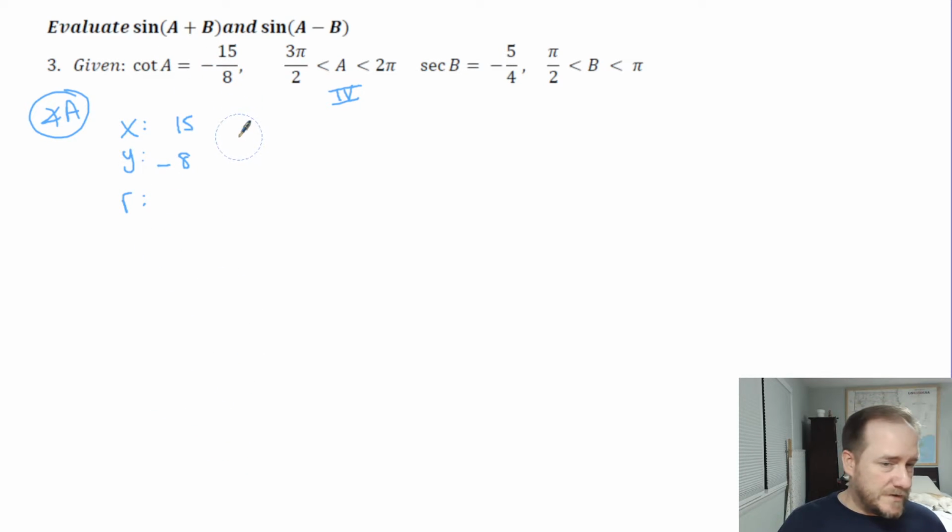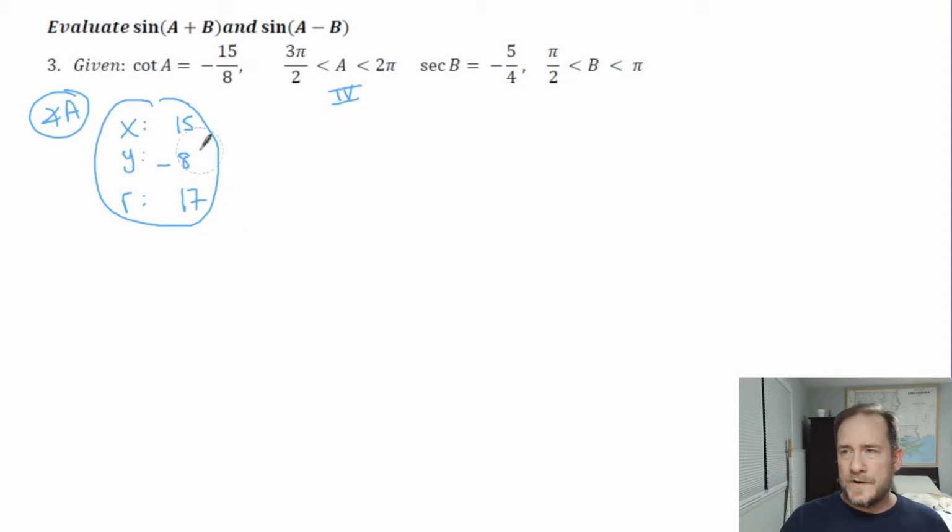And this is another Pythagorean triple. I told you we were going to use them over and over and over again, so I hope you memorized them. It's 8, 15, 17. And radii are never negative, so you know that that's positive. So there's your values. Why do we care? Well, because if we're expanding sine, then we need the sine and cosine of A. We only had the cotangent. But we now have the sine and cosine because the sine will be y over r and the cosine will be x over r.